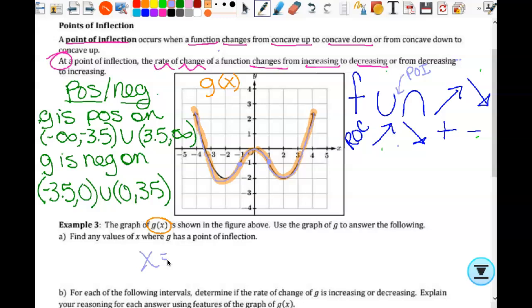Move on. All right, so X equals -1 and 1. Y'all agree with that? Okay.